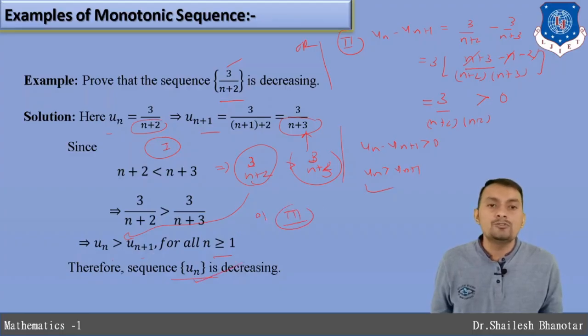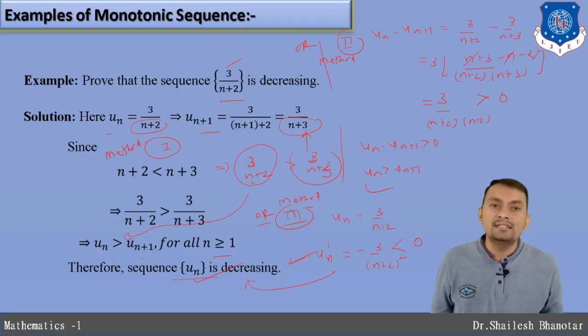Third case, also you can show that un is 3 divided by n plus 2. You need to determine its derivative, un dash. So you consider 3 divided by n plus 2, and you know how to derive its first derivative, and you will get minus 3 divided by n plus 2 raised to power 2, which is going to be negative, and hence you can say that the sequence is decreasing.